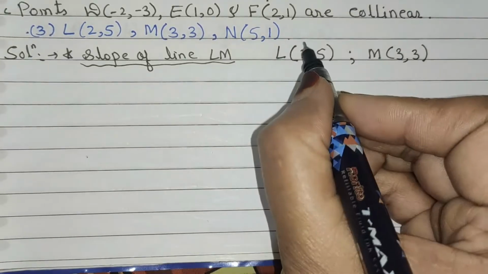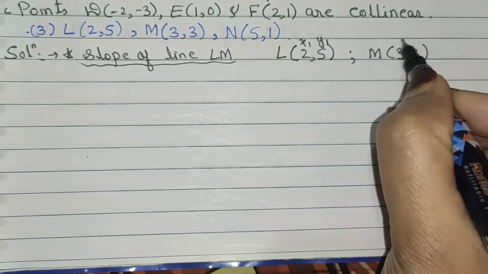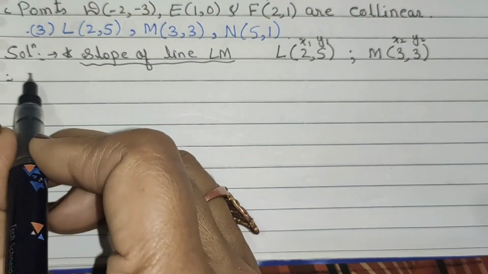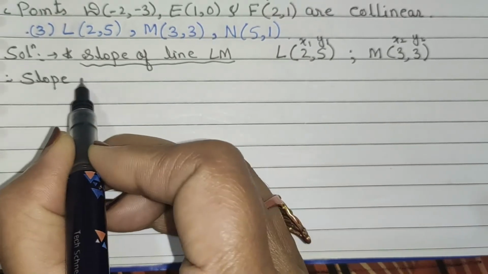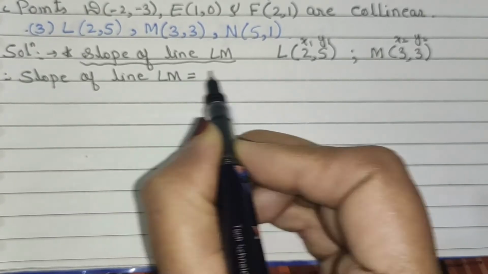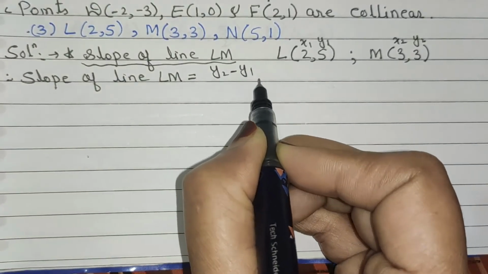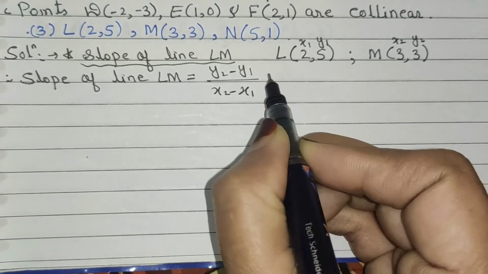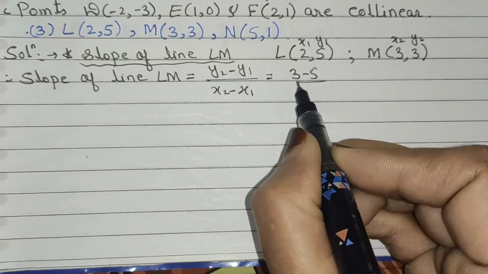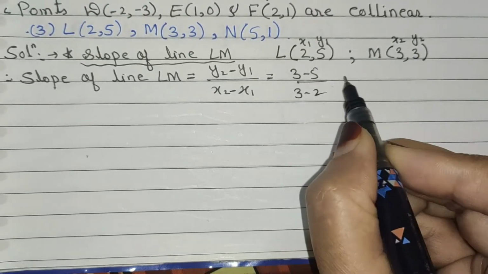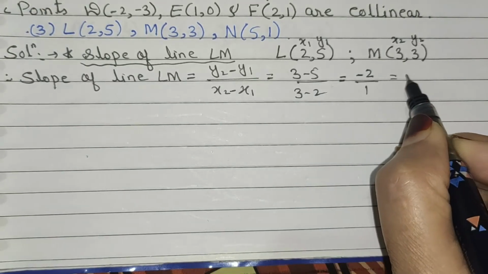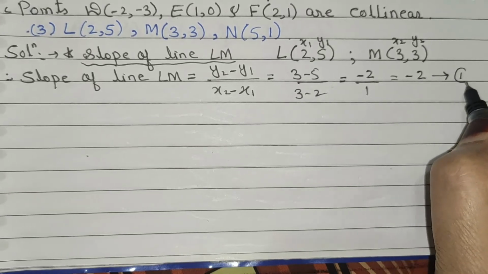Let us consider the coordinates are x1, y1 and here x2, y2. Now by using formula, write down the formula here. Slope of line LM is equal to (y2 minus y1) upon (x2 minus x1). Now substituting the values, we get here (3 minus 5) upon (3 minus 2) is equal to (3 minus 5 means minus 2) upon 1, which is equal to minus 2. Give it equation number 1.